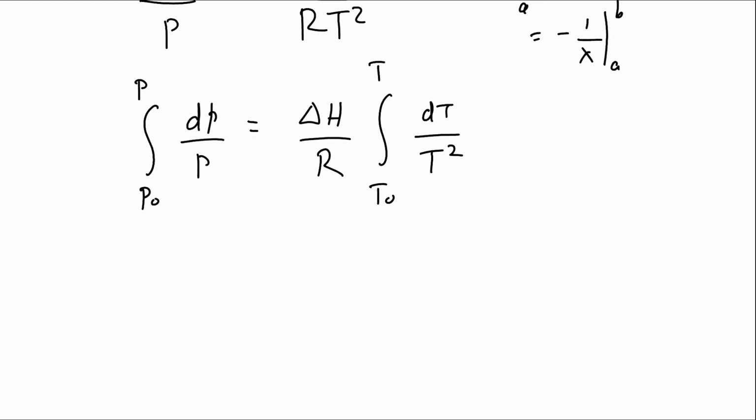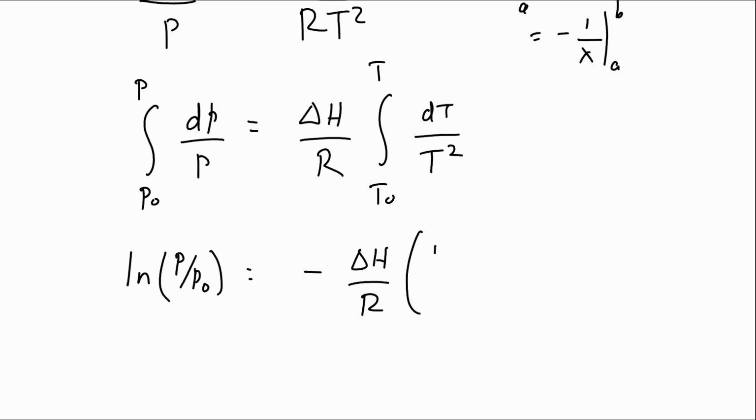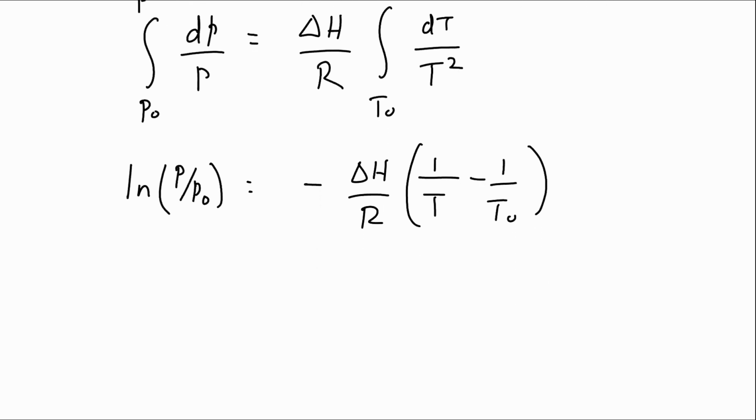So if I do this on the left side, that might be a worse integral, but we've done it a lot. We recognize that as being the logarithm. And then I have a minus delta H over R, 1 over T minus 1 over T naught. And this is the Clausius-Clapeyron equation.